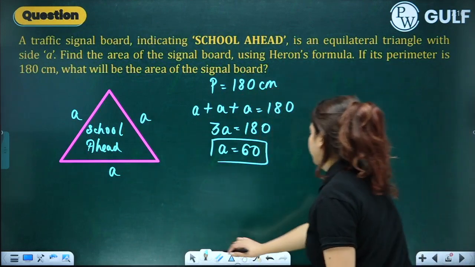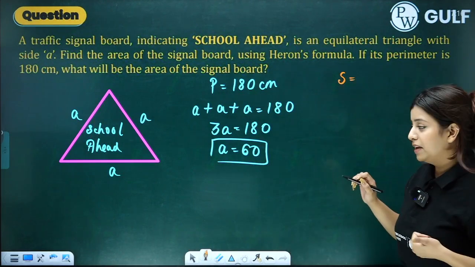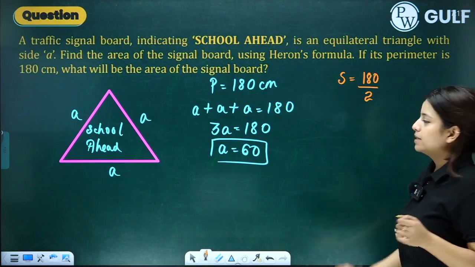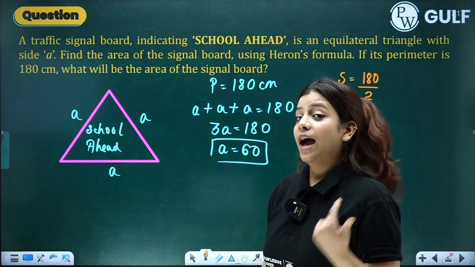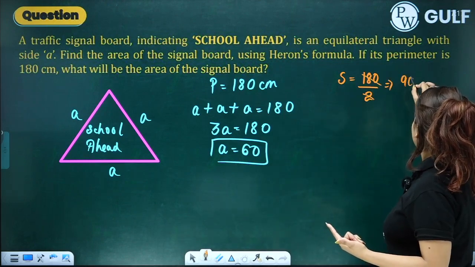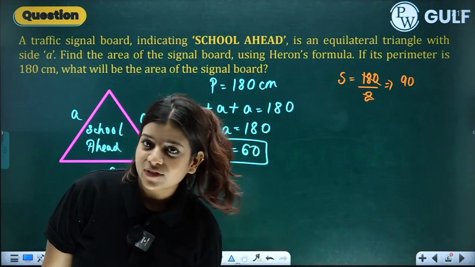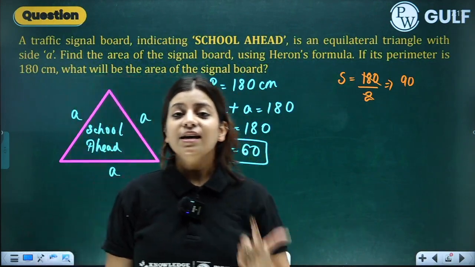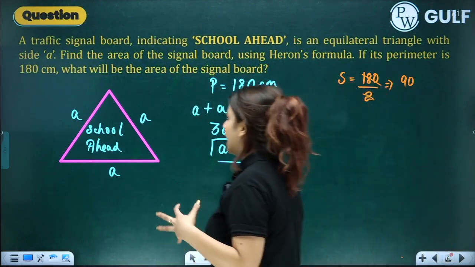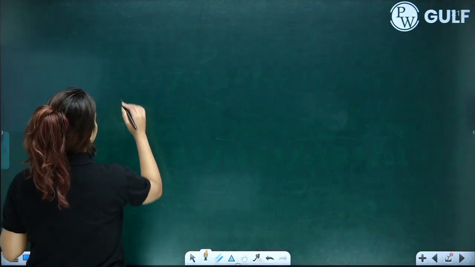Now the next step, students, is to calculate the semi-perimeter, half of the perimeter. If the perimeter is 180 centimeters, the semi-perimeter will be simply 180 divided by 2. And what is 180 divided by 2, students? This is simply 90. So we have calculated the semi-perimeter, and we have the respective sides of the equilateral triangle. Now what do we have to do? We have to apply this in Heron's formula. So now let's use Heron's formula.